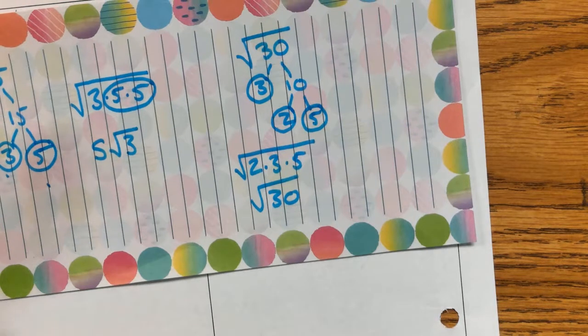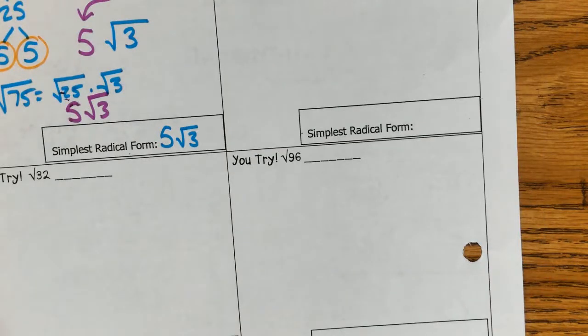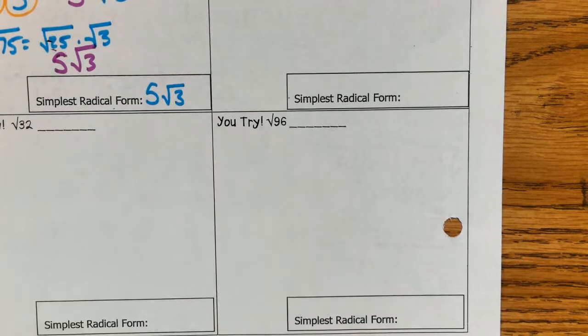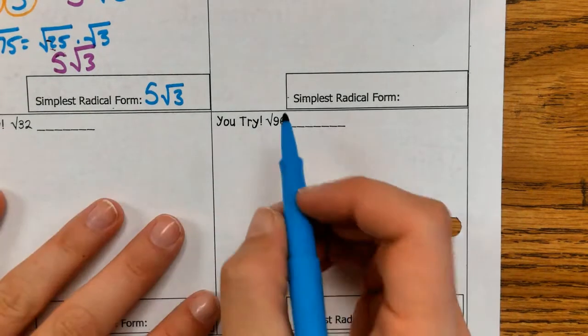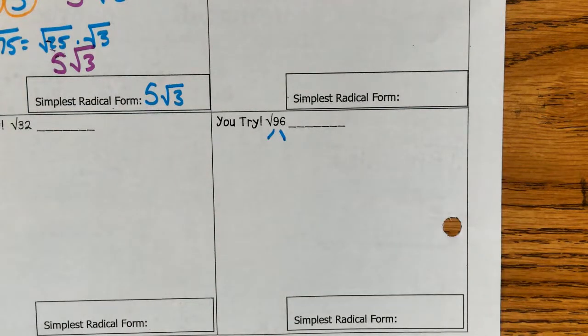Okay? Another example. I'm going to do the square root of 96 because it's a bigger number, and I think there's more things to circle. So what are two numbers that multiply together to get 96?